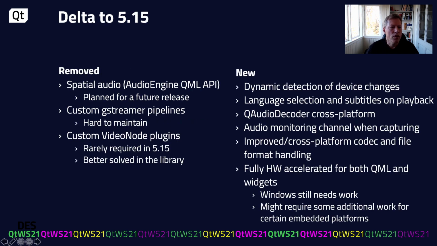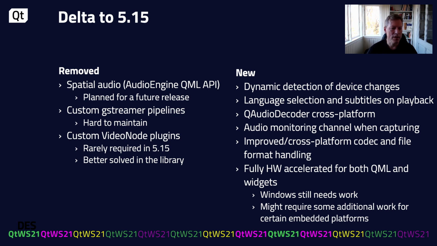A quick recap, showing some of the delta to Qt 5.15. There are a few things that we have removed. Spatial audio is one of them. That was the audio engine QML API. It was only available in QML. This is something that we're planning to reintroduce in a hopefully better way for a future release, where we're also looking into integrating that with our 3D engine, with Qt Quick 3D, and see how we can do that.